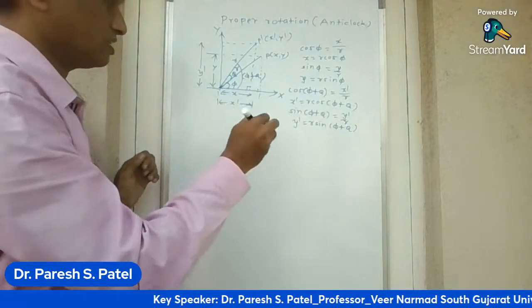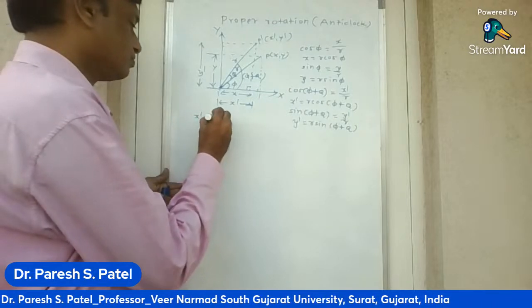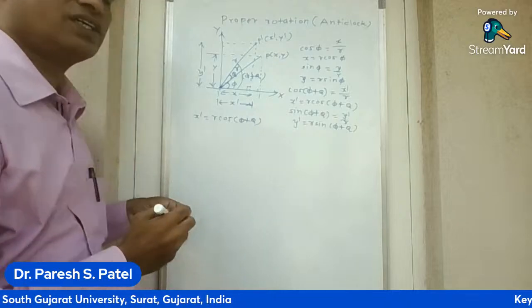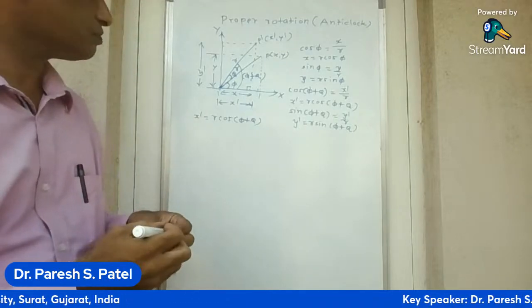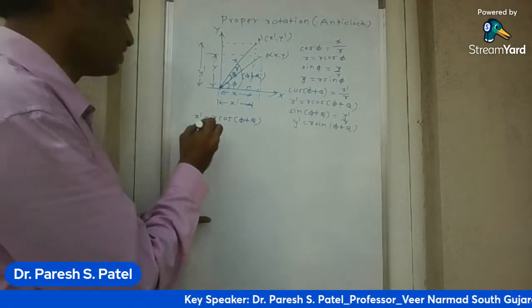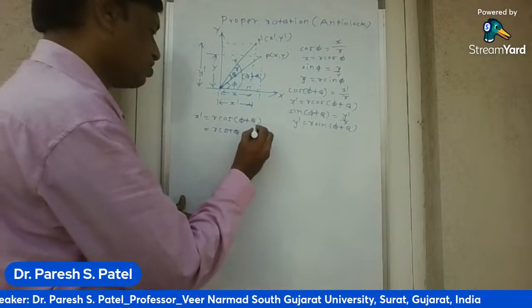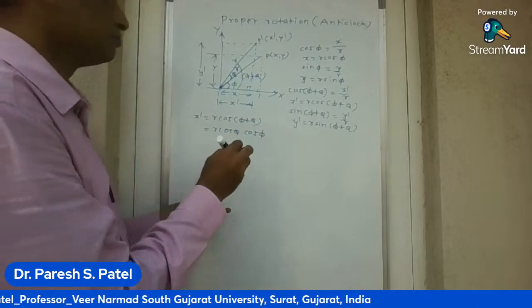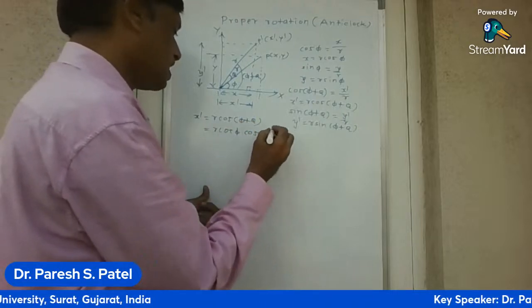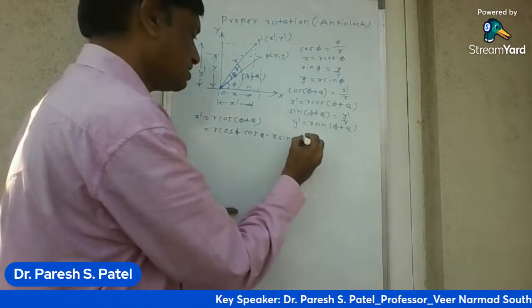Now simplify both these equations. x dash is equal to r cos of phi plus theta. We know that cos of a plus b is equal to cos a cos b minus sin a sin b. In that way, it is nothing but r cos theta cos phi minus r sin theta sin phi.